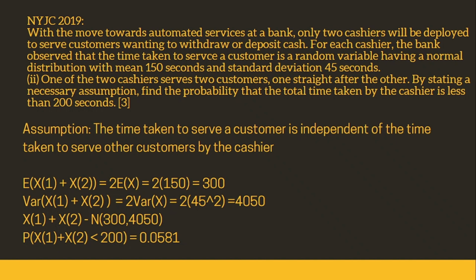So the expected value of X1 plus X2 is just 2E(X), so 2 times 150, which is 300. Then the variance will just be 2 times the variance of X, which is how you get 4050. So X1 plus X2 is just going to be a normal distribution with mean 300 and standard deviation square root of 4050. Then if you want to find the probability that it is less than 200, we just put it into the GC. We should be able to get 0.0581.